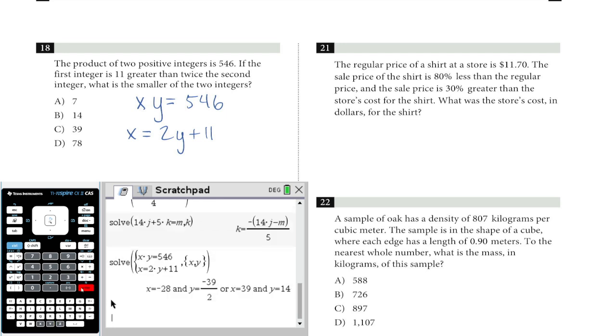Then we hit enter. And here we get a couple different values of x and y. So they want to know what is the smaller. Again, they have to be integers. So what is the smaller? So here, this first point of x and y, so the two here, are not the two we're talking about because y is not an integer. So here, we're only going to think about when x is 39 and y is 14. Also, they're both negative. We needed positive integers. So which of these is the smaller of the two? 14. So the answer is B.